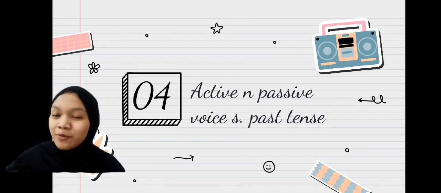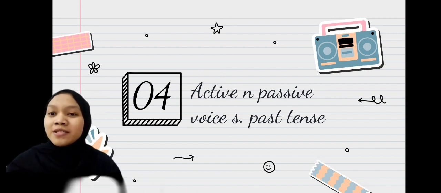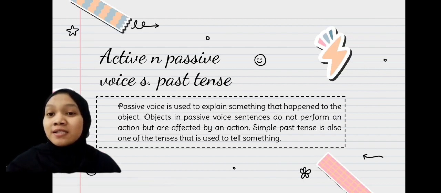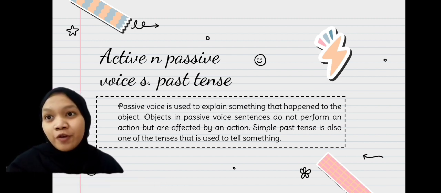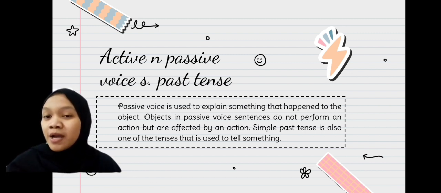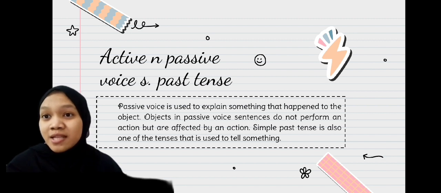Assalamualaikum warahmatullahi wabarakatuh. I can share active passive voice, simple past tense. Passive voice is an example of something that happened to the object. The object is the sentence element that does not perform the action but is acted upon by an action. Simple past tense is also one of the tenses used to tell something that happened.